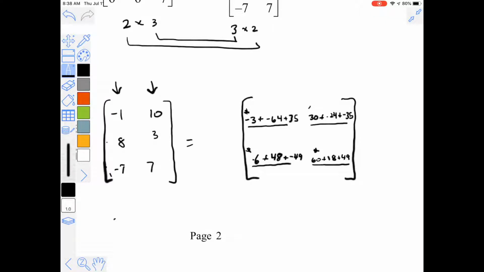Now we just combine and add all of those numbers. So the first entry, we got negative 3 plus negative 64 plus 35. So that's negative 32. Row 1, column 2, we have 30 minus 24 minus 35, which is negative 29. Let's see, row 2, column 1, we have 42 minus 49, which is negative 7. And then row 2, column 2, we have 78 plus 49 is 127.